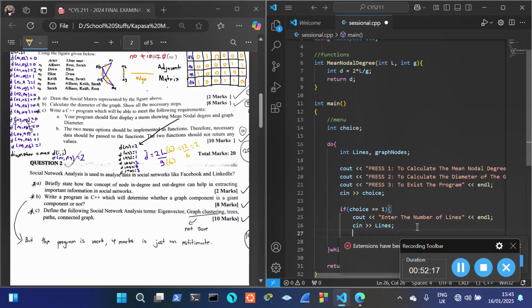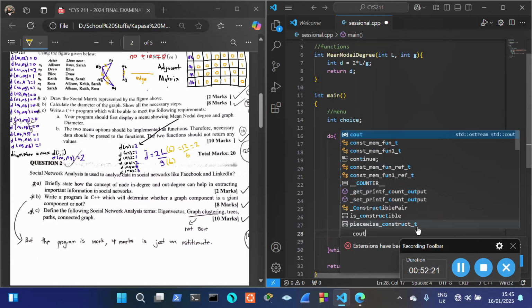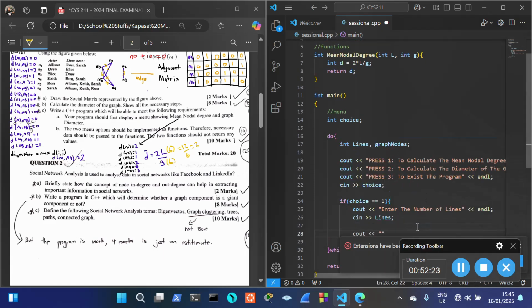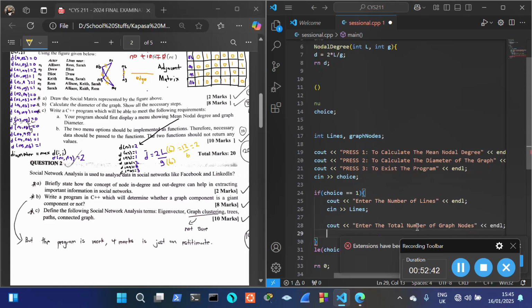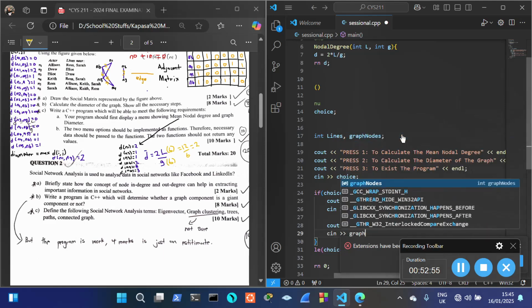Lines. So again we are going to print out another statement which says enter the total number of graph nodes. Once the user sees this statement saying enter the total number of graph nodes, in this case the number of graph nodes was 6, we need to link it to this variable called graph nodes. So we are going to say cin to accept the input into this variable called graph nodes.